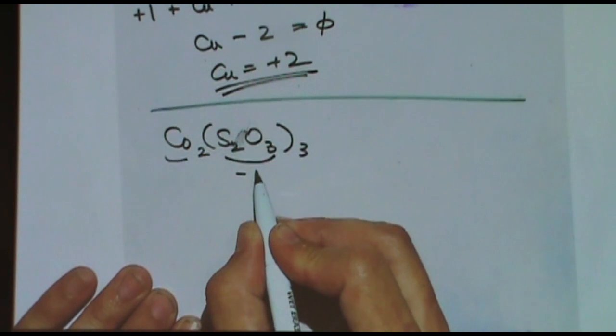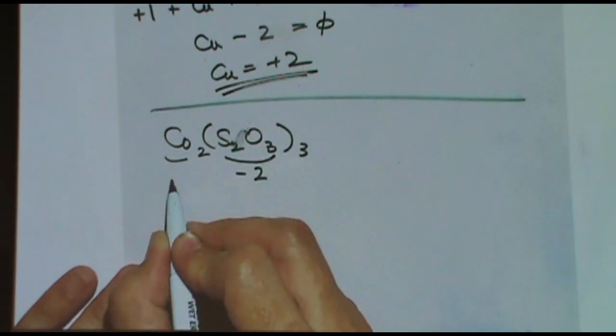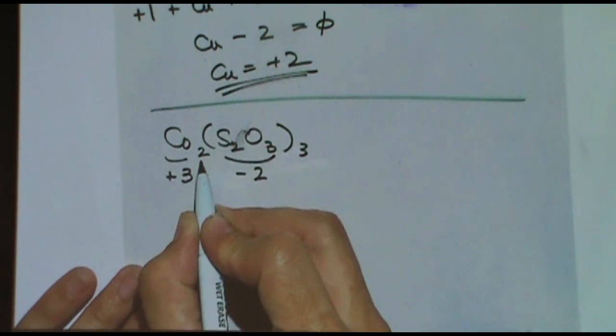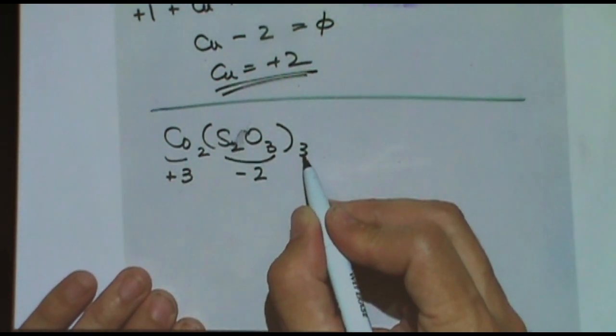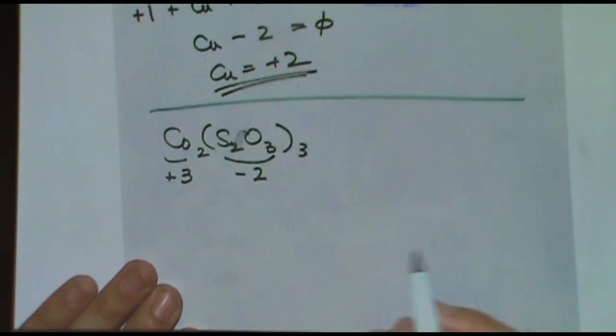Thiosulfate. It's a -2. This one is +3. 3 times 2 is +6. -2 times 3 is -6. So it gives the neutral overall charge for the compound.